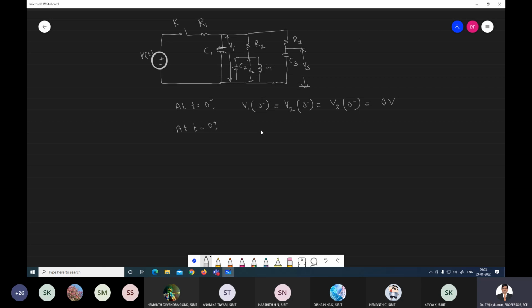Immediately after closing the switch, what will happen? Capacitor acts as a short circuit. If you measure the voltage at a short circuit, what is the voltage? 0. Therefore, V1 at 0 plus, we are measuring across all the capacitors only, is again 0 volt only. This is the answer. For writing this, you will get 6 marks.